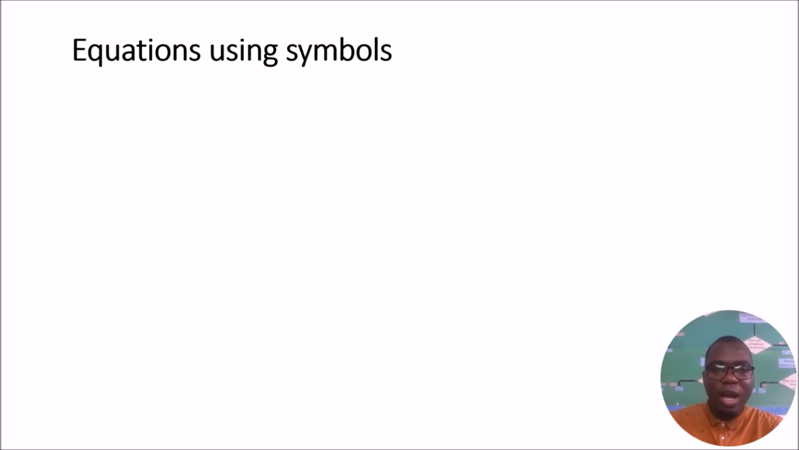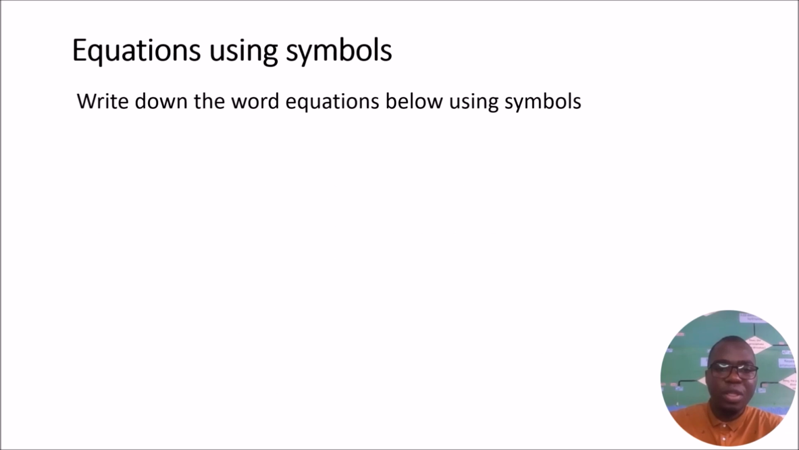Now let's look at how we can turn these word equations into equations using symbols. Write down the word equations below using symbols. In order for you to turn a word equation into an equation using symbols, there are things you are supposed to know. Number one, you are supposed to know the symbols of particular elements from the periodic table. You are supposed to know the formulas of radicals. You are also supposed to know how to construct formulas. If you don't know this, then you can pause this video and watch the other video in the same playlist about constructing chemical formulas and finding valencies.